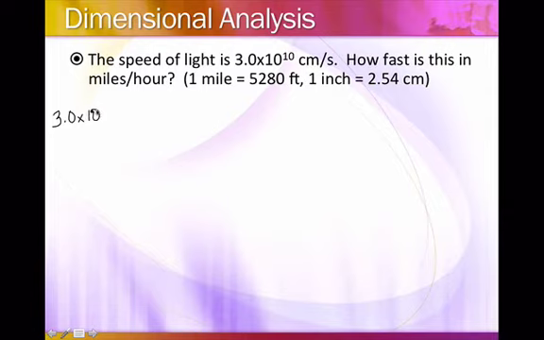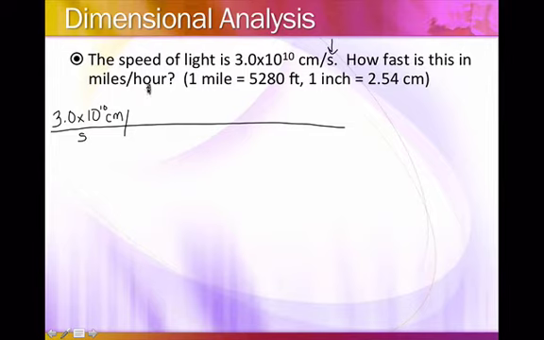3.0 times 10 to the 10th. Again, centimeters per second means centimeters over, we're going to make this really long, seconds, and that's just 1 second. If we focus on only one part of this, let's do time because it's the easiest. We need to go from seconds to hours. So there are 60 seconds in 1 minute, and that gets my seconds to go away.